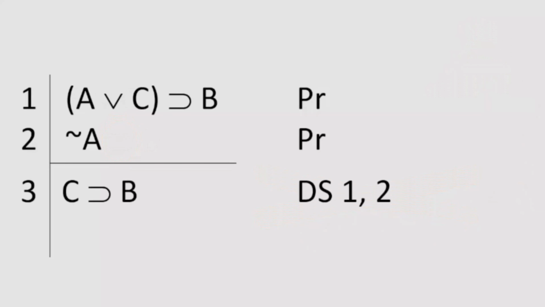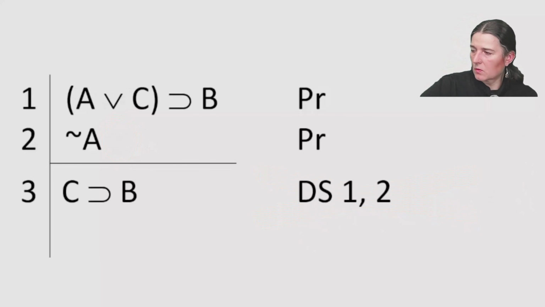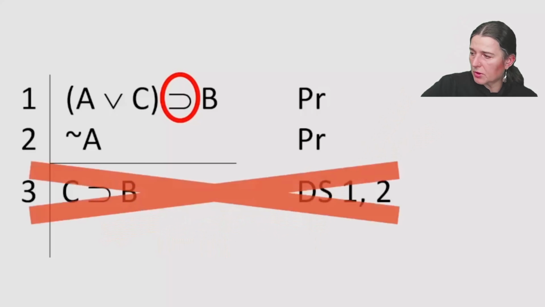How about the following situation? We have now a negation standing on its own line. Can we apply disjunctive syllogism in this way? Well, again, no, because if we look at proposition 1, it's not even a disjunction. What we have in proposition 1 is a conditional. So again, we can't apply disjunctive syllogism at all in this situation.